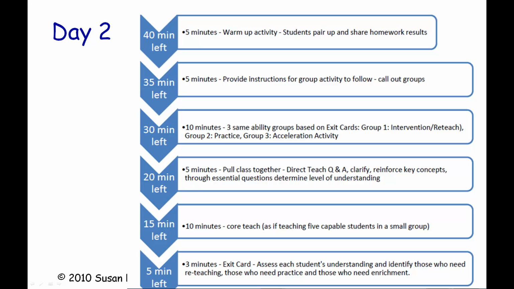As the teacher in this classroom, after 10 minutes, you've got your kids accelerating, your kids practicing on level, and your kids who had the reteach. Timer goes off, pull the class together, do 5 minutes of a direct teach Q&A, wrapping it up, and then you're going to do a new 10-minute core teach. This might be the lesson that in another teaching model you might have done at the beginning of class, but instead of doing it at the beginning of class, or the next day because you spent a whole period reteaching, you're doing it now in the middle.